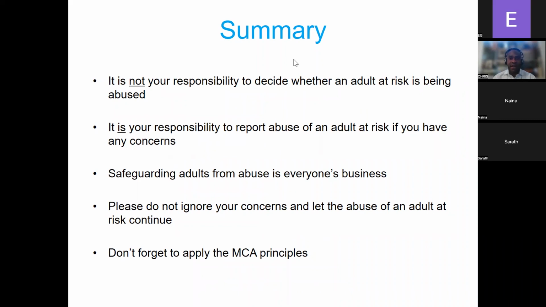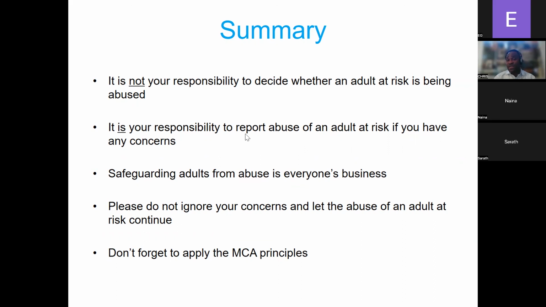This is the plenary summary of the things that we need to take note of, our takeaway. It is not your responsibility to decide whether an adult at risk is being abused. Ours is just to identify and report. It is not our responsibility to decide and say this person is being abused, because it may not be what you see. It is our responsibility to report abuse of an adult at risk if you have any concerns.